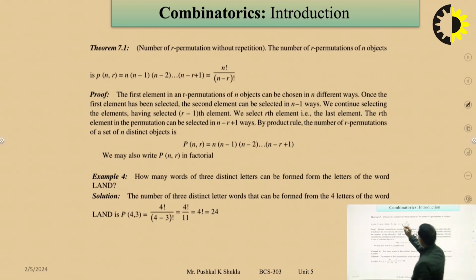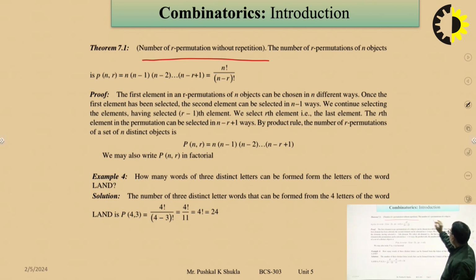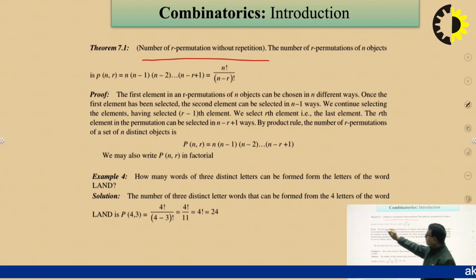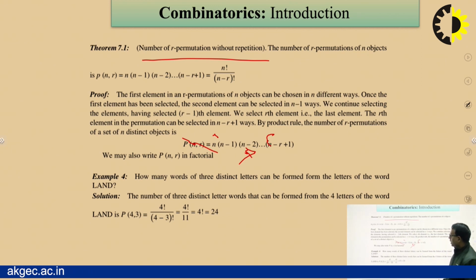So, the number of R-permutations without repetition. The number of R-permutations of N objects is P(N,R), that is N into N minus 1 into N minus 2 up to N minus R plus 1. And it can also be written as factorial N divided by factorial N minus R.